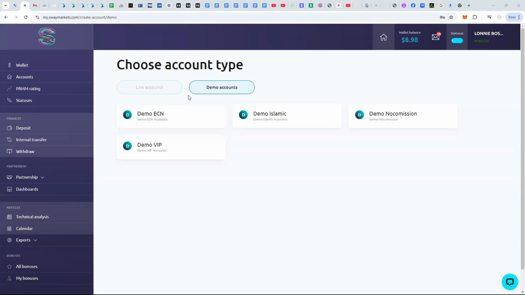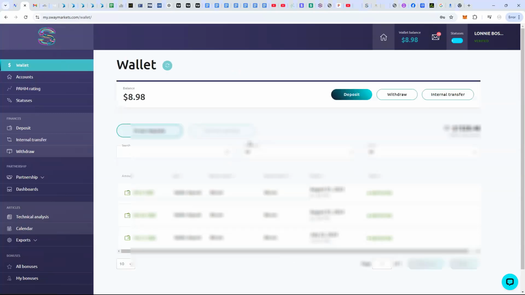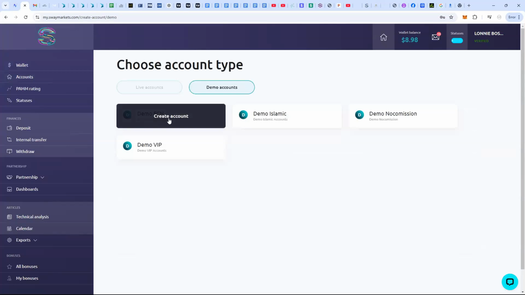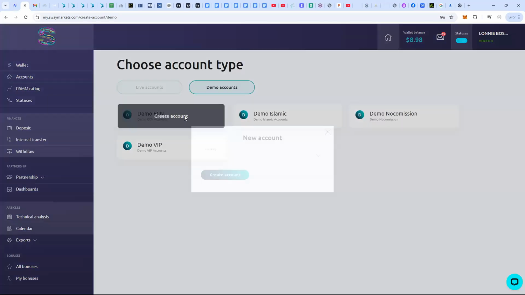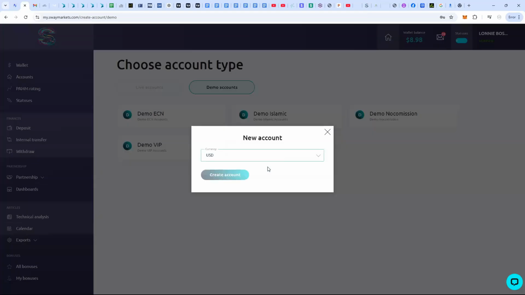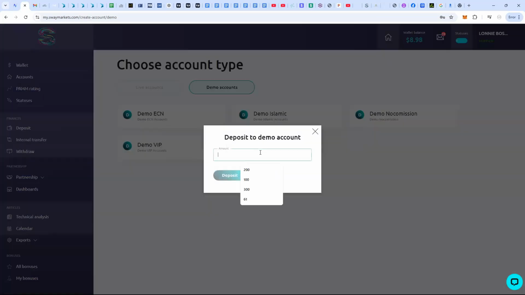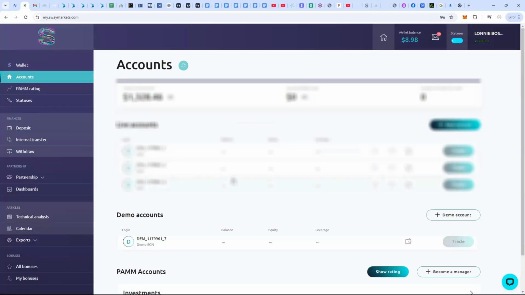You go in here, and let's go back. All right. You're going to go to accounts. You're going to go right here to demo accounts. Then you're going to click on demo ECN account. Currency, you're going to put USD. You're going to create that account. Account created. You're going to hit deposit. Then you're going to start out with, let's say, 10,000 in a demo account. Hit deposit. And that's it.